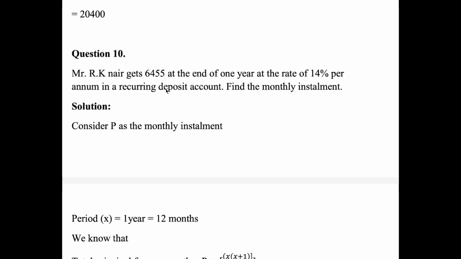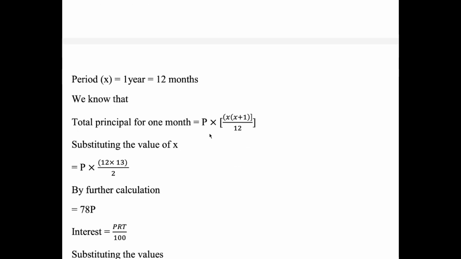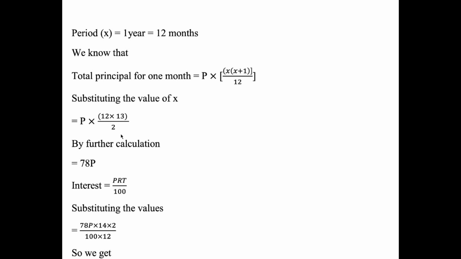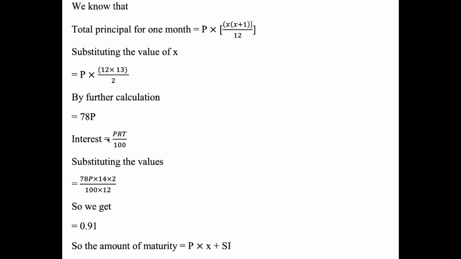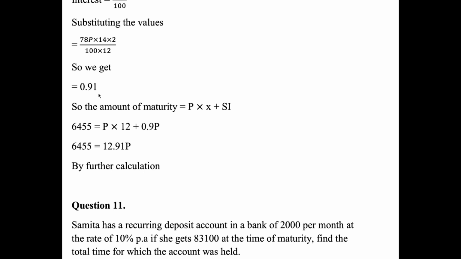Mr. R.K. Nair gets rupees 6455 at the end of 1 year at the rate of interest 14% per annum in a recurring deposit account. Find the monthly installment. So consider P as monthly installment. 1 year means 12 months. Use the same formula, P into 12 into 13 by 2. For further calculation, 78 P. After that use same simple interest formula, PRT by 100. So 78P into 14 into 1 divided by 100 into 12, you will get 0.91.